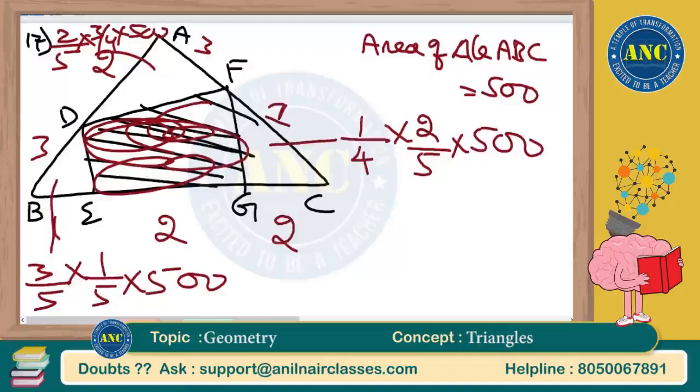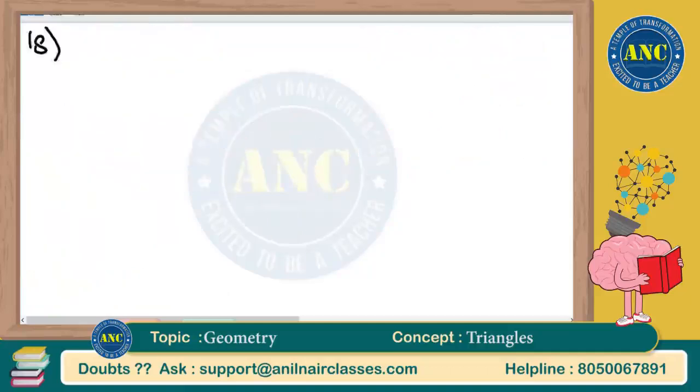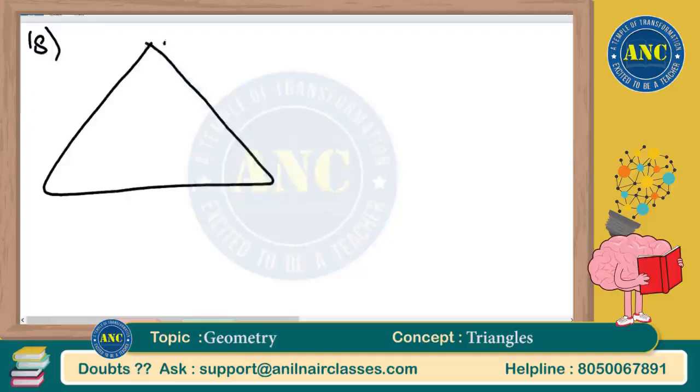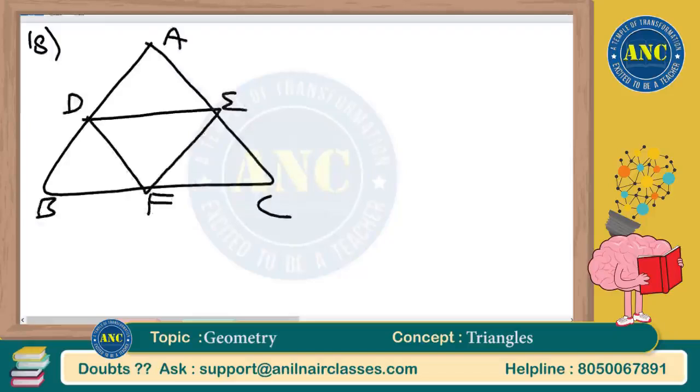17th one. Any question based upon this, you can easily solve by using this approach. 18th one. Suppose you take a triangle ABC. Take the midpoints D, E, F. Find the area of DEF. What will be the answer?